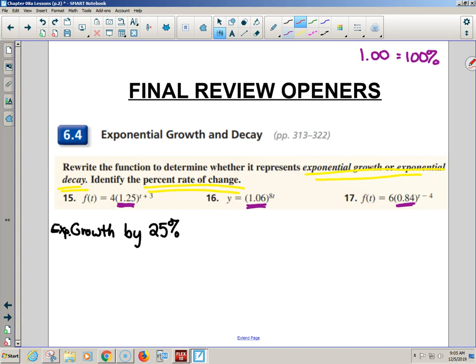Number 16. Growth or decay? Grow. However, yeah, good. By 6%? Love it. Because it's 1.06, but 106%, right? And then decay, ooh, do you guys get that subtraction? 16%. Okay, now hold on. That's excellent. The numbers and the growth and the decays. Excellent. But pause, come back.